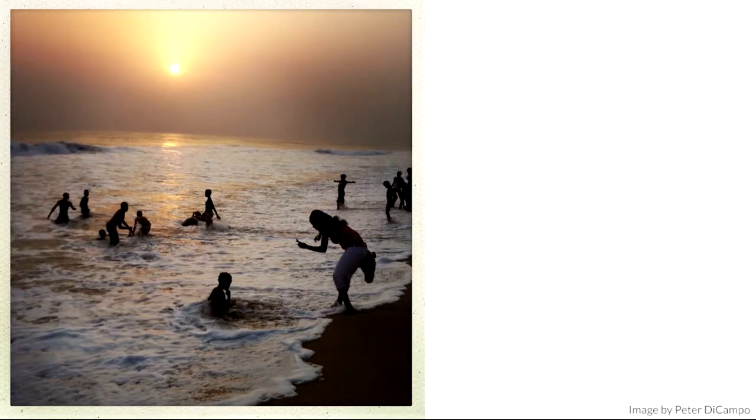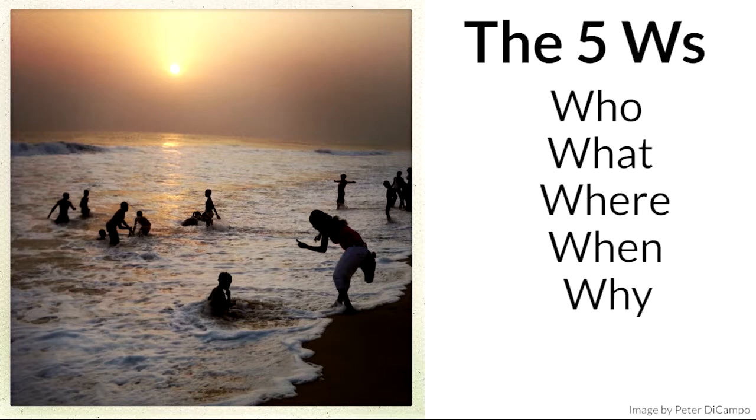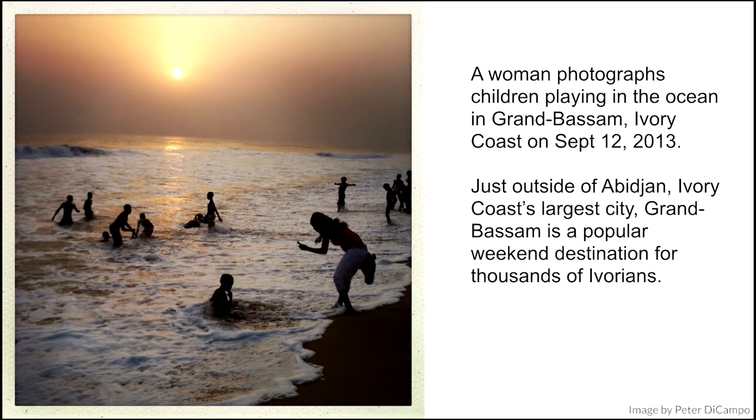In a normal journalistic caption, we write what is called the 5 W's into our caption: who, what, where, when, and why. The caption for this photo is, "A woman photographs children playing in the ocean in Grand-Bassam, Ivory Coast, on September 12, 2013. Just outside of Abidjan, Ivory Coast's largest city, Grand-Bassam is a popular weekend destination for thousands of Ivorians."